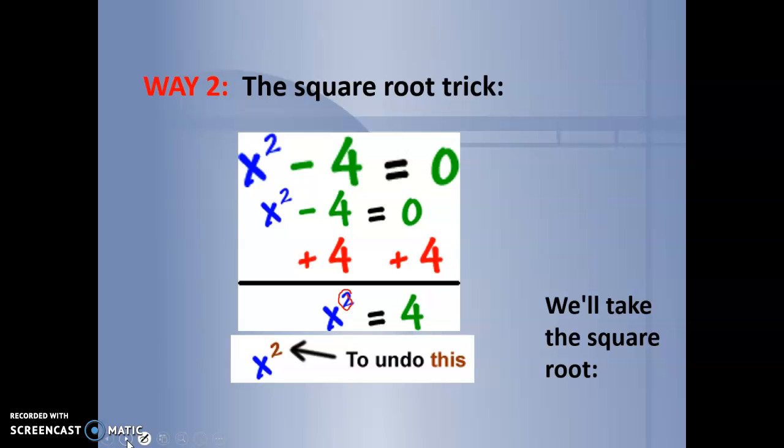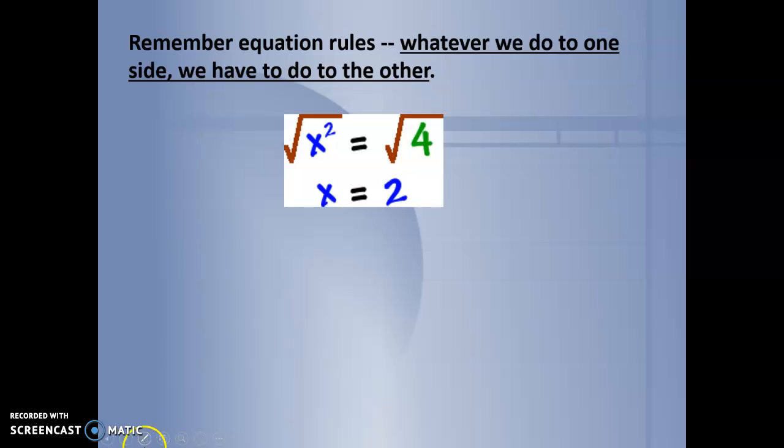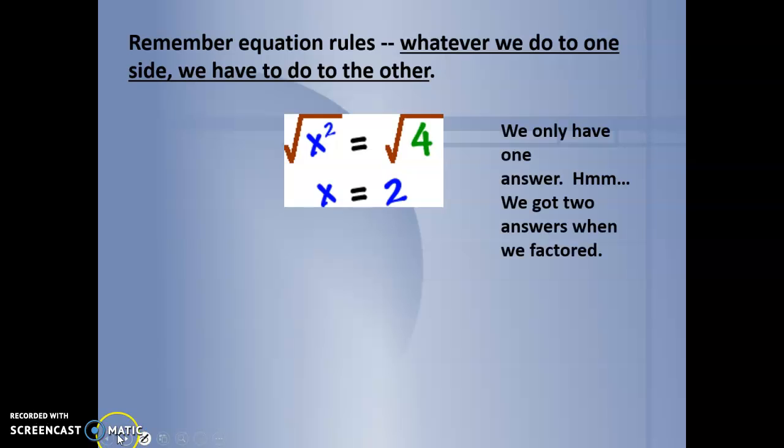To undo this x squared, we need to take the square root. And we've got to remember our equation rule that whatever we do to one side, we have to do to the other. So if we take the square root of x squared, we also have to take the square root of 4. And we get x equals 2. But hang on just a second. We only have one answer, and when we factored, we got two answers. So what have we done wrong?